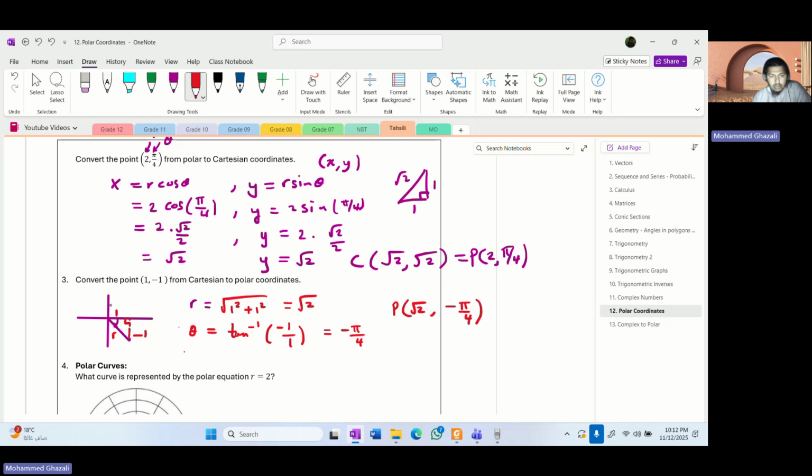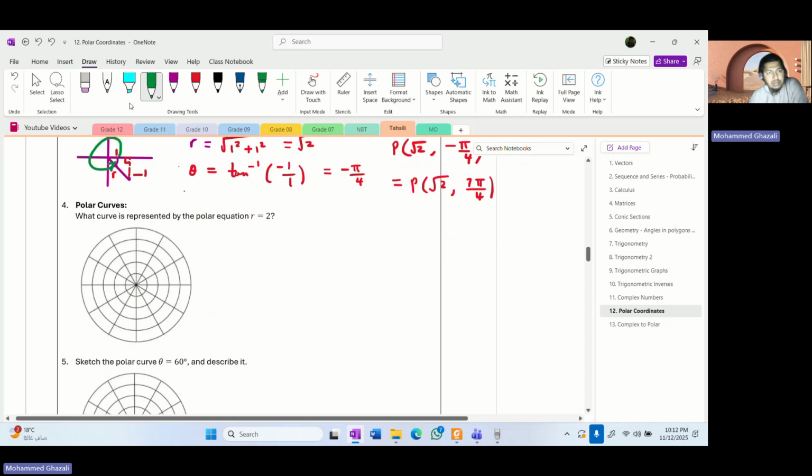Now, if you're going to go with a positive angle, going right around, then you're just adding 360 degrees or 2 pi. So you're going to get root 2 and 7 pi by 4, going in the anti-clockwise direction. Because this is 45, 360 minus 45 is 315, and 315 is 7 pi by 4.